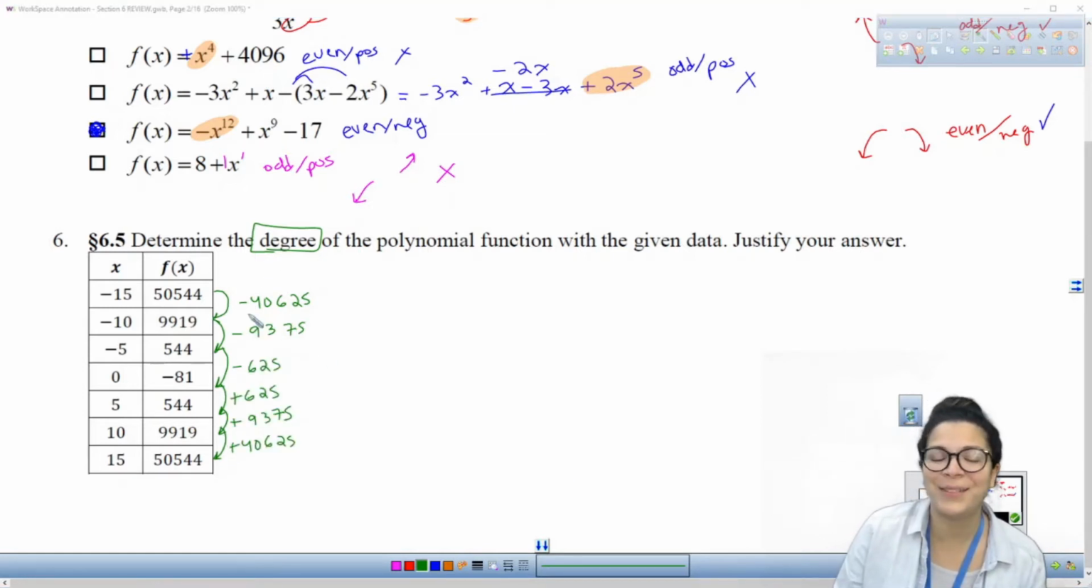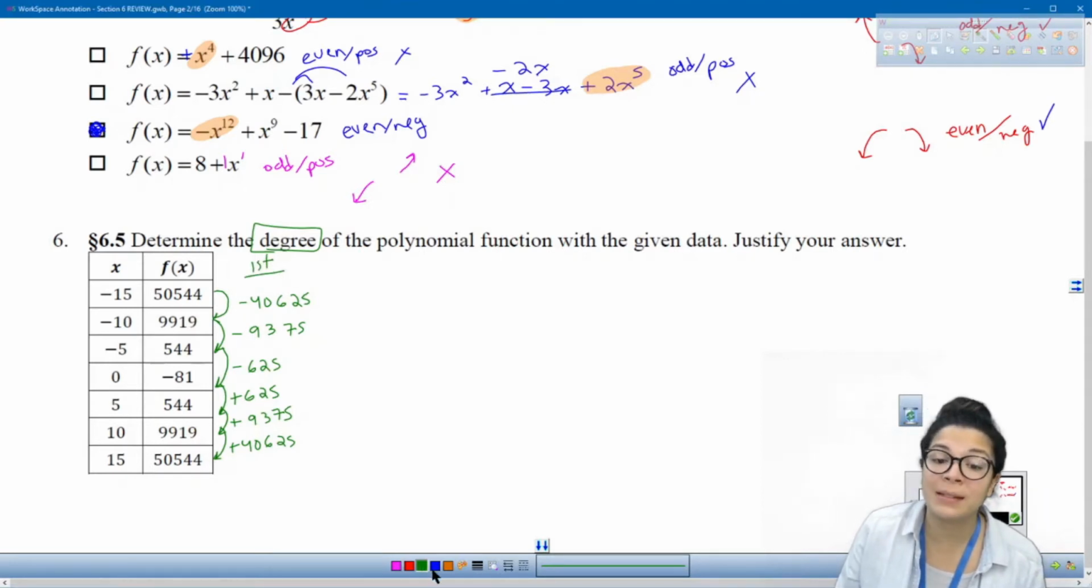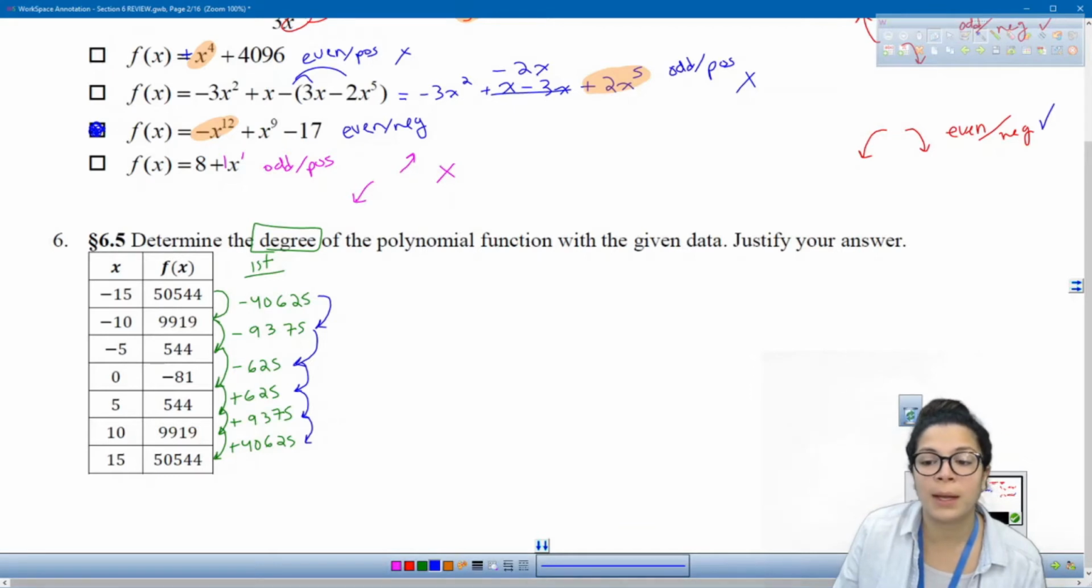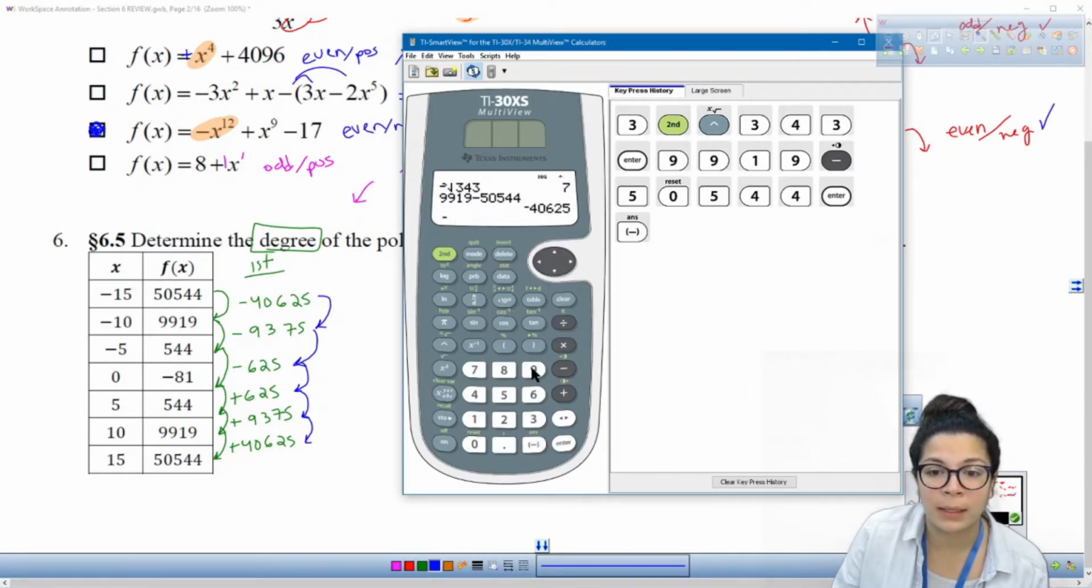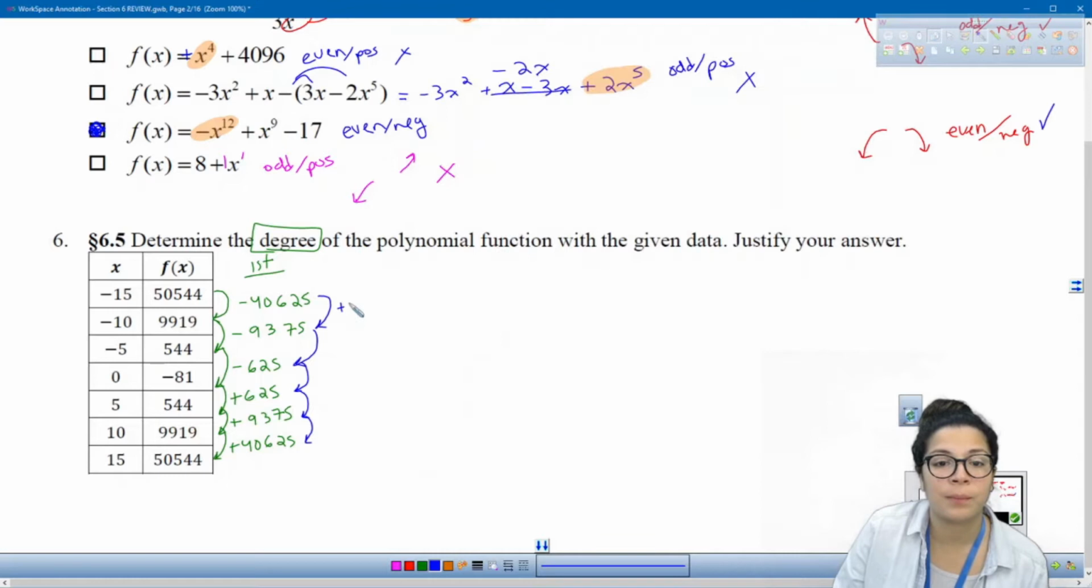Okay, so now we have the first difference. Do you notice that they are not all the same? So that means that the degree is not 1. Now we're going to take the differences of the differences. We're going to find the difference from the first difference. So I'm going to figure out negative 9,375 minus negative 4,625. What is that? It's positive 31,250. And then I'm going to go down the list, and that'll be my second difference. Let me do the calculator with all of these.